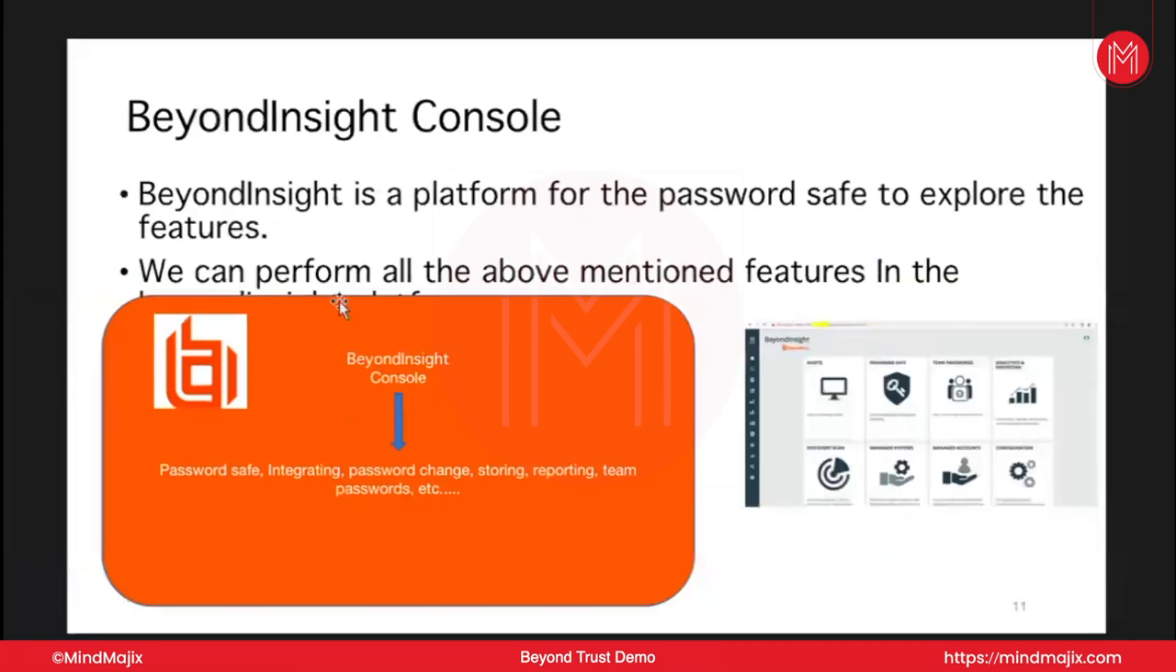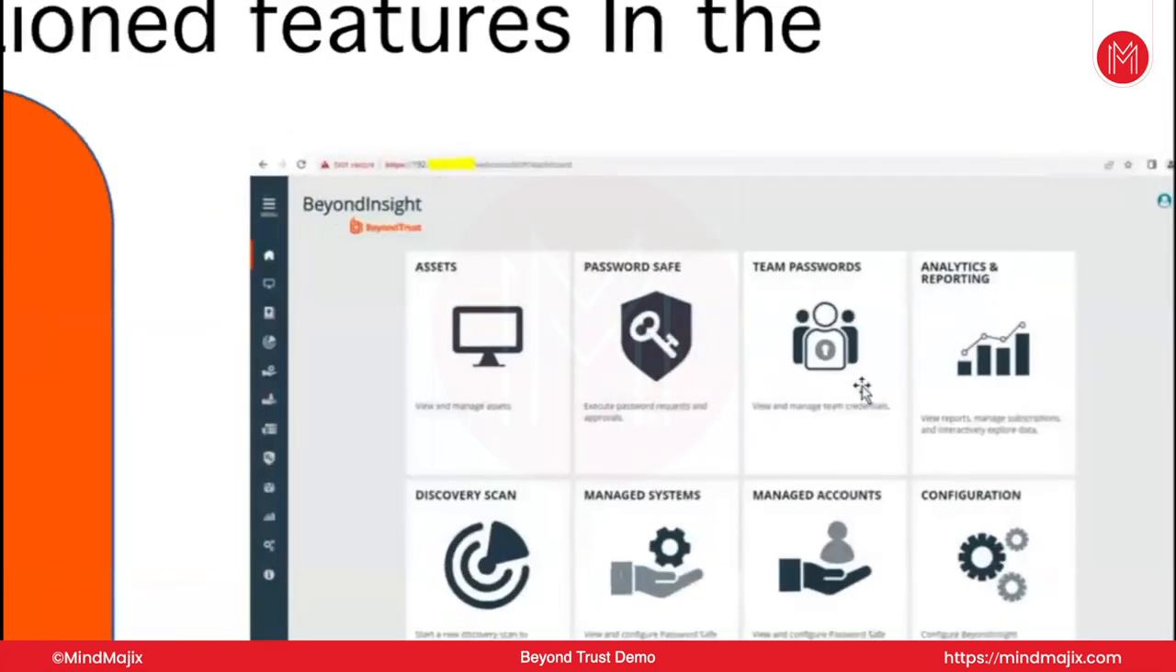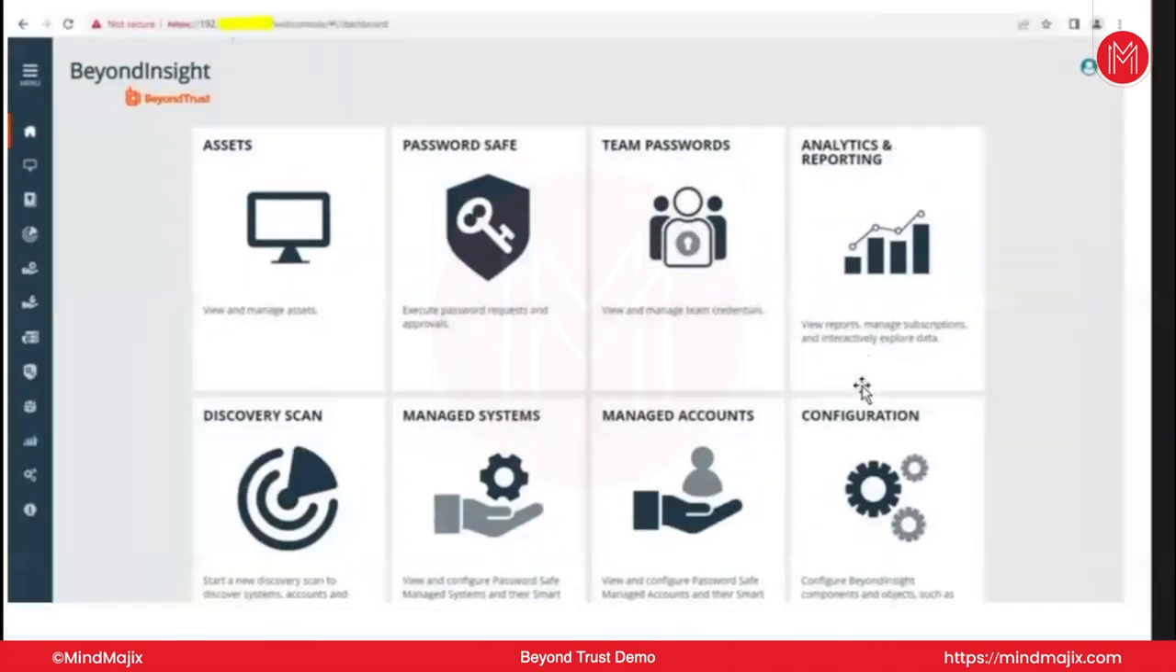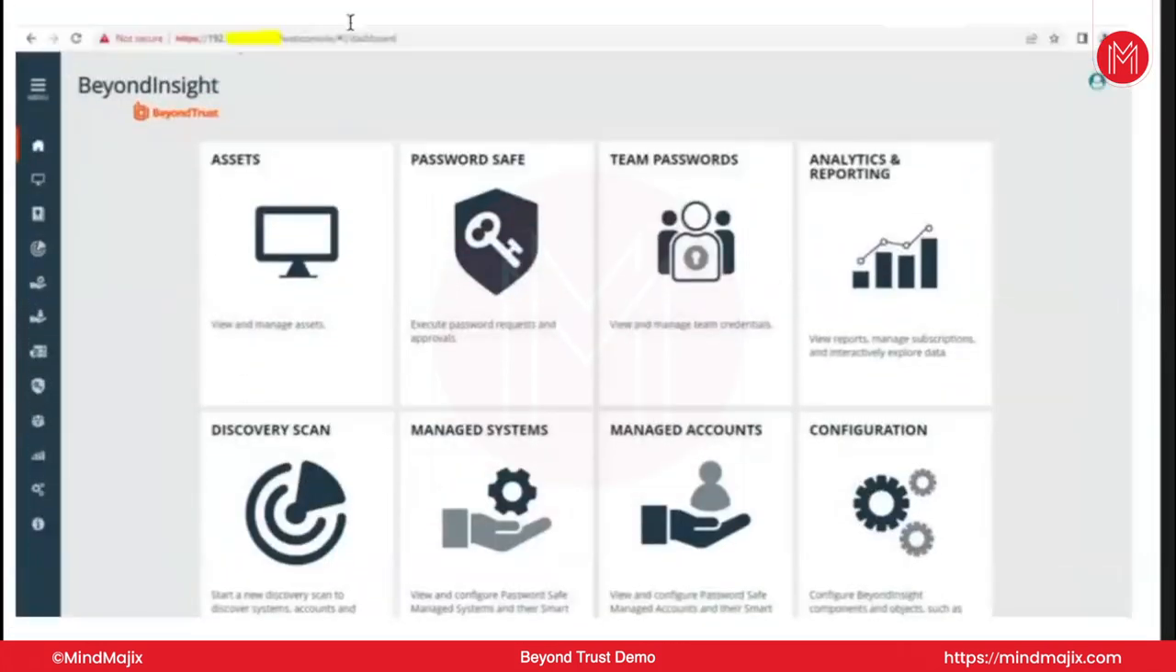Okay, as I said, the BeyondInsight, right? Everything we manage from this portal itself. The portal looks like this. As we use on-premise, this is the portal where we can see all the stuff BeyondTrust provides. As I said, the password safe is a main component in BeyondInsight. We have multiple features like team passwords and the check-in, check-out process, etc. All other concepts, I'll provide you a proper document that I have prepared. I'll share it with you. This is the portal we can see.